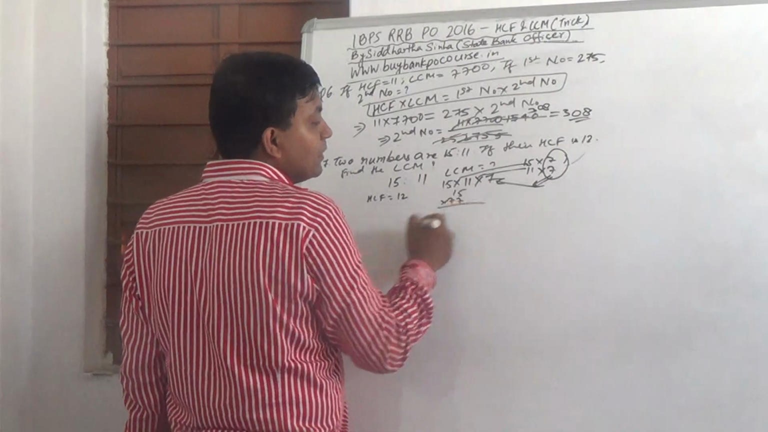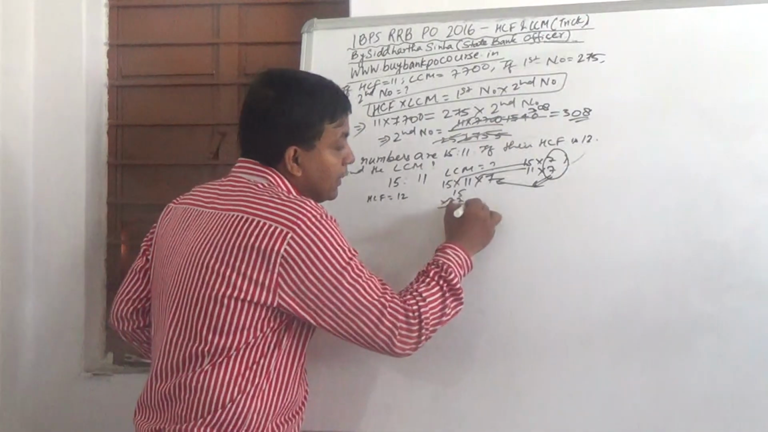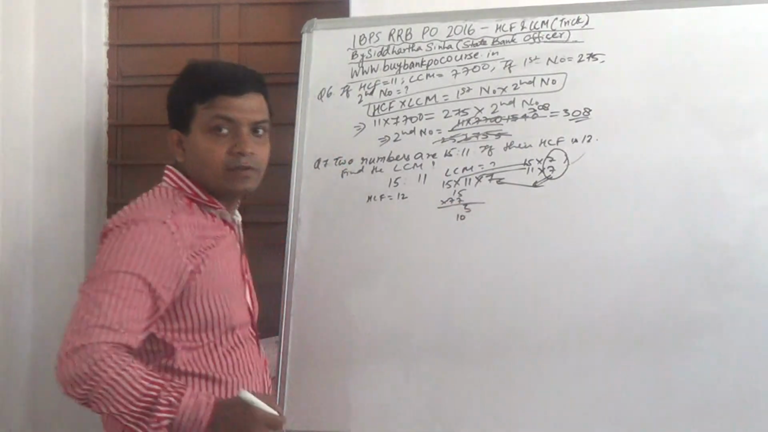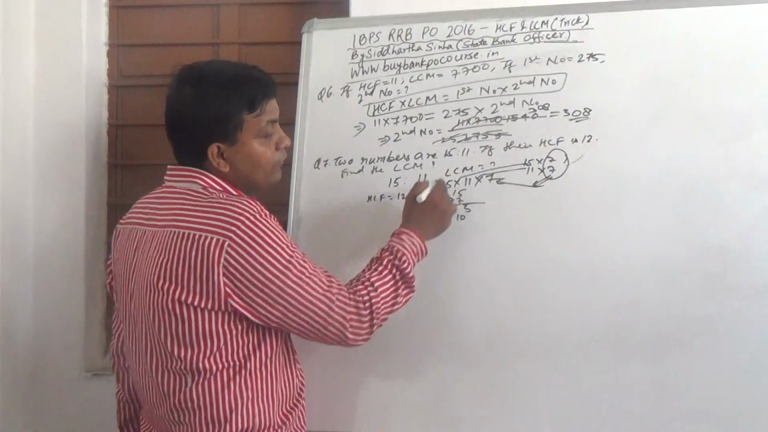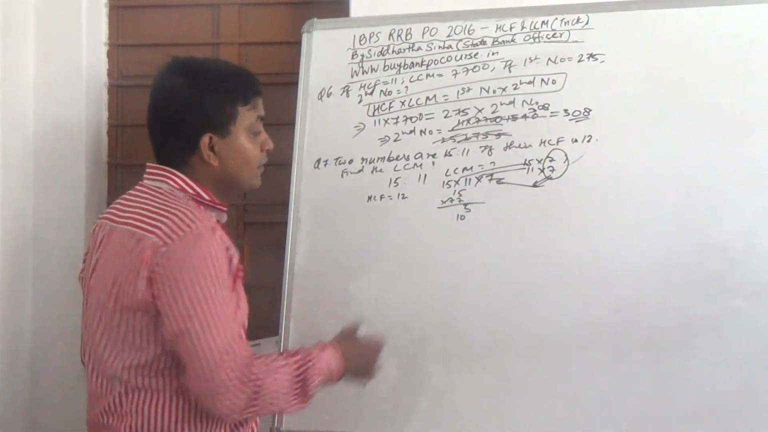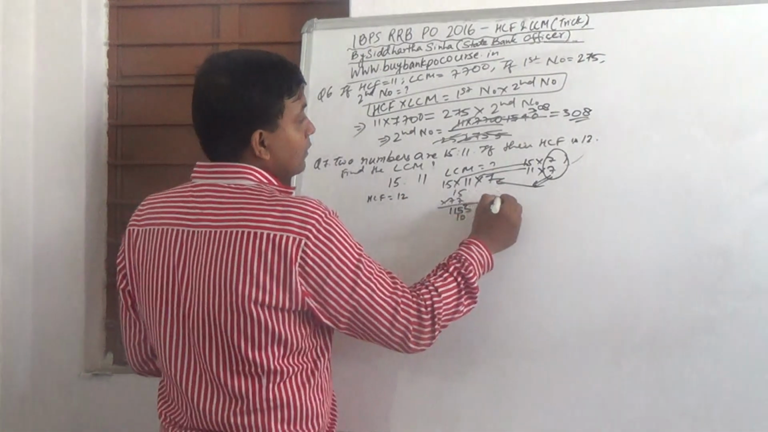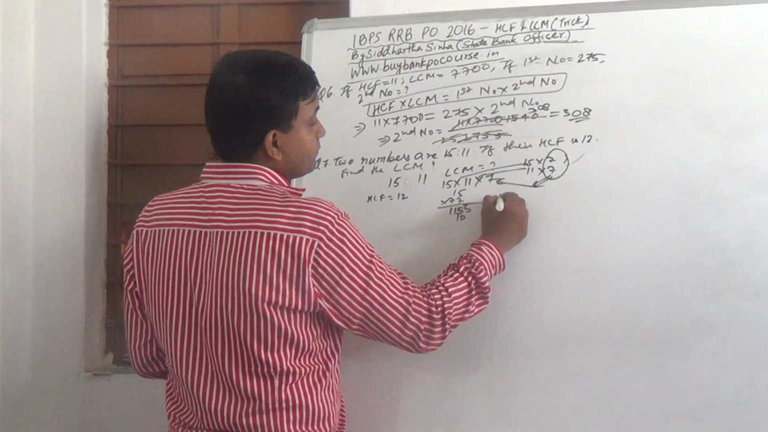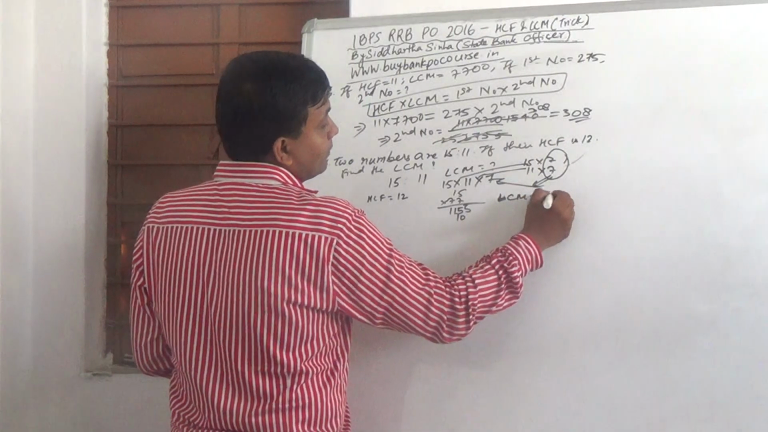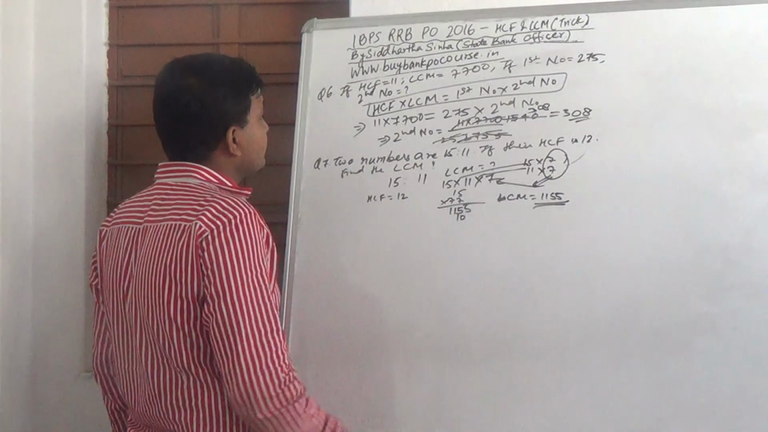Just have a multiplication, nothing more than that. So 15 multiplied by 7 is how much? If you know the table, it will help you out. 105, right? So 10 carry in hand. 15 multiplied by 7 is 105, plus 10 carry in hand, so it becomes 115. So the correct answer is LCM is 1155. So this is your answer.